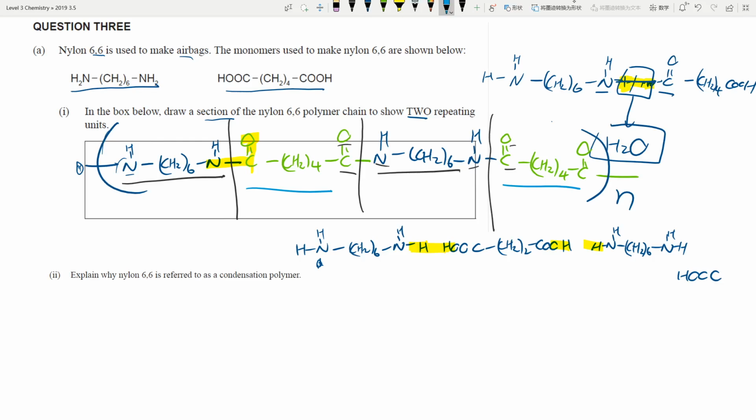So if I put an H, like say if I put an H2 here, can you see that they are no longer the same if I put the H here? So I don't put it there. Okay, that's how we can check. But that's essentially how condensation polymerization works.